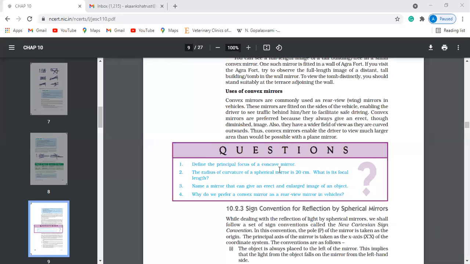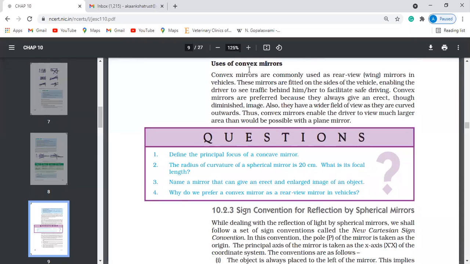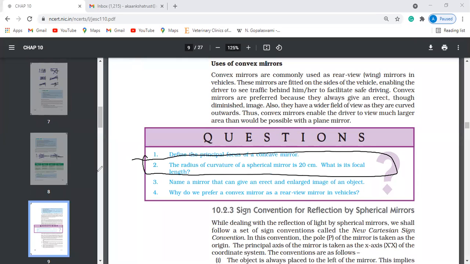Let's solve some problems here. Closely observe this problem now. Can you tell me the answer for this? Second one, first. How can we solve?